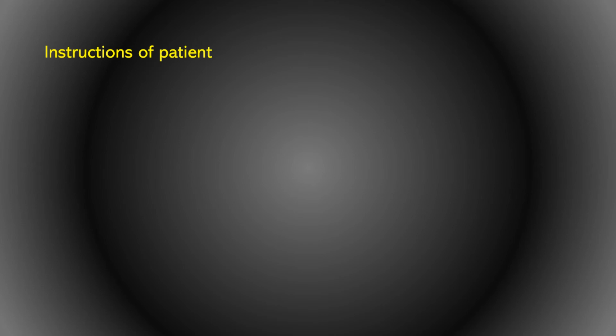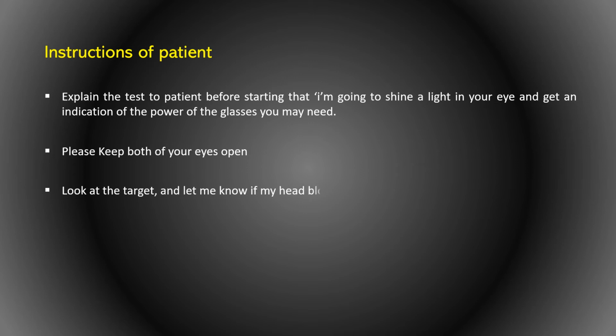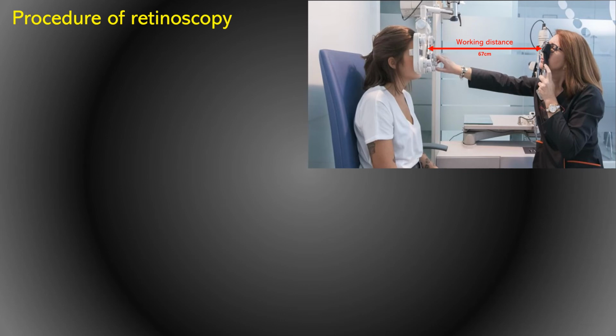Now for the patient, explain the test before starting: I am going to shine a light in your eye and get an indication of the power of the glasses you may need. Please keep both of your eyes open and look at the target, and let me know if my head blocks your view. Don't worry if the target is blurred, and you can blink whenever you need to. Let's start the procedure. We are doing it at 66 centimeters, which is our working distance, with atropine as the cycloplegic. Keep this in mind for the rest of the procedure.